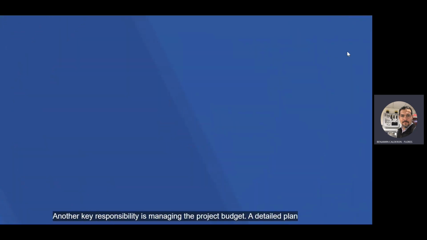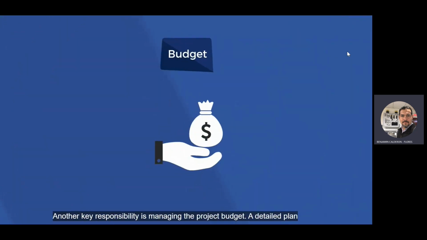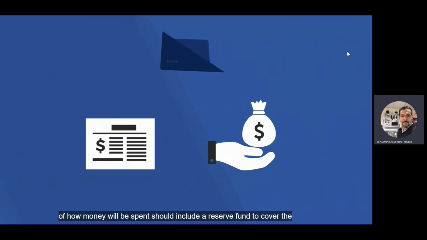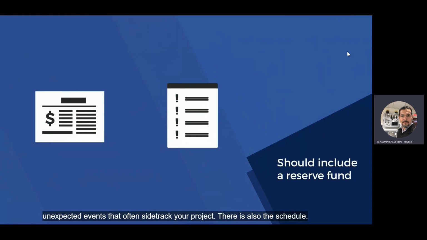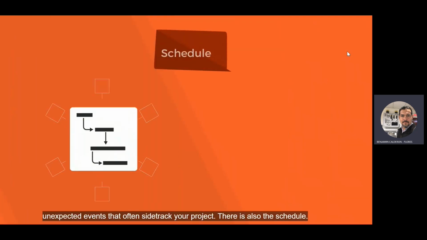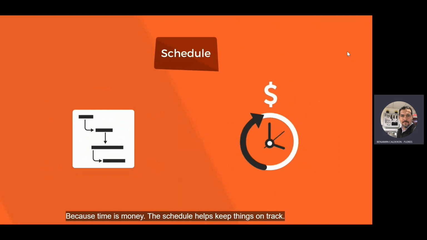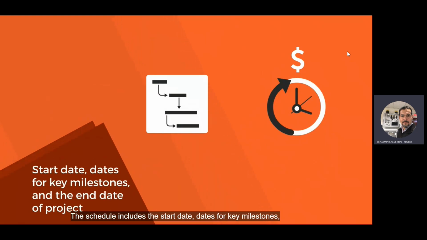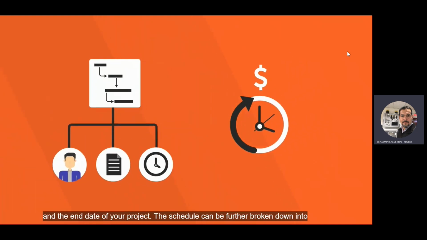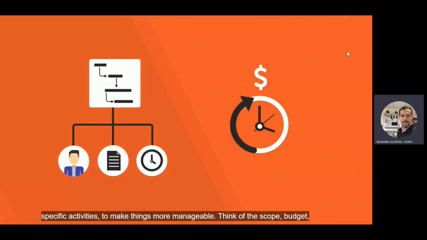Another key responsibility is managing the project budget. A detailed plan of how money will be spent should include a reserve fund to cover the unexpected events that often sidetrack your project. There is also the schedule. Because time is money, the schedule helps keep things on track. The schedule includes the start date, dates for key milestones, and the end date of your project. The schedule can be further broken down into specific activities to make things more manageable.